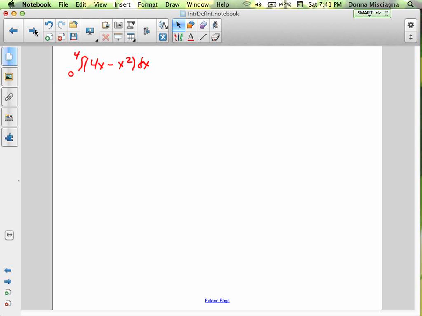All right, so here's our first one. We have the integral of 4x minus x squared dx evaluated on 0 to 4. We're going to do this as a limit of Riemann sums, and then we're going to use the new rule that we have now learned, finding the antiderivative, integrating, and evaluating. So let's do this one first as a limit of Riemann sums. Change in x is 4 minus 0 divided by n, or 4 over n.